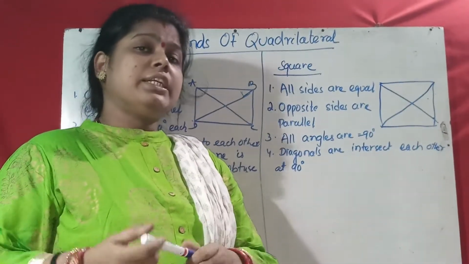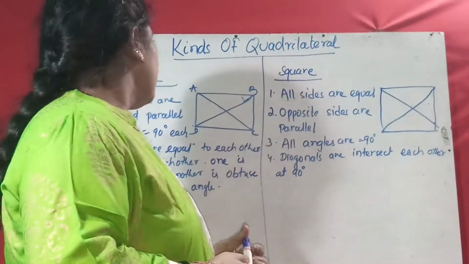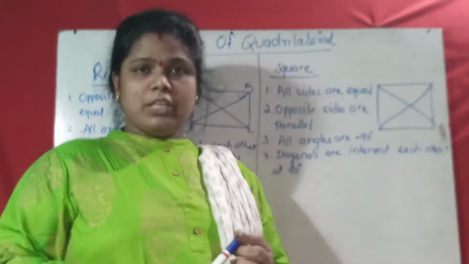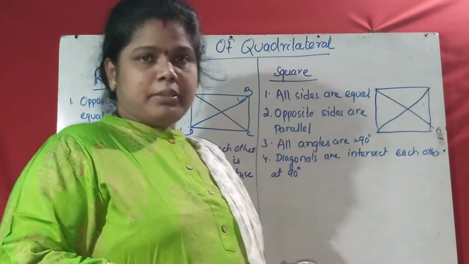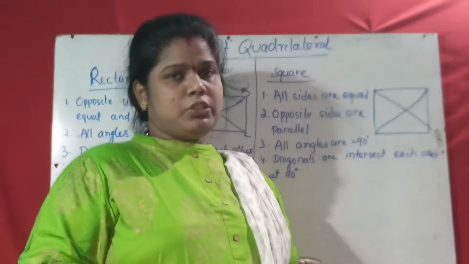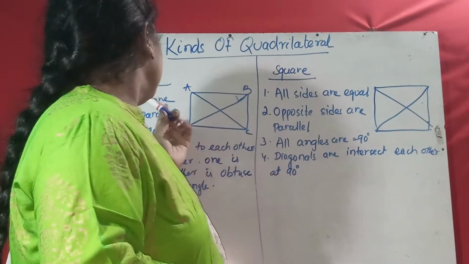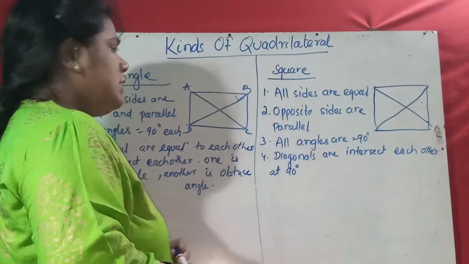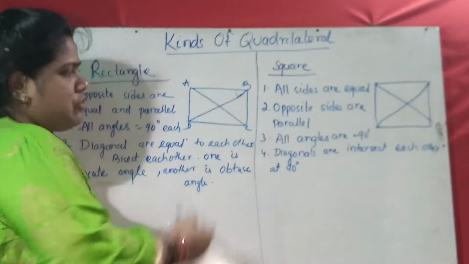So we have different types of quadrilaterals. The kinds of quadrilateral we know before are rectangle, square, then trapezium, then parallelogram, then rhombus. Okay, so you know very well about rectangle and square. Then we will also give some hints for rectangle. So the rectangle is ABCD. The picture is shown here.